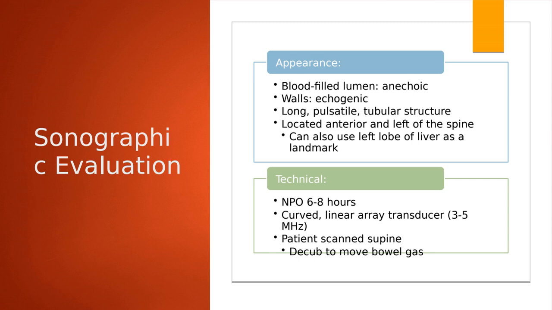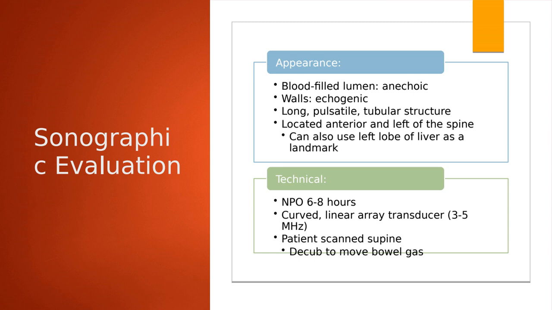It's located anterior and slightly to the left of the spine. Particularly if we're looking in transverse, we're going to see it towards the left of the spine. And remember, that's going to be on the right side of our screen. Anatomically, it's on the left of the spine. And then you can also use the left lobe of the liver as a landmark. When we're in either sag or transverse on the left lobe, we know that we're going to see our great vessels posterior to that left lobe.